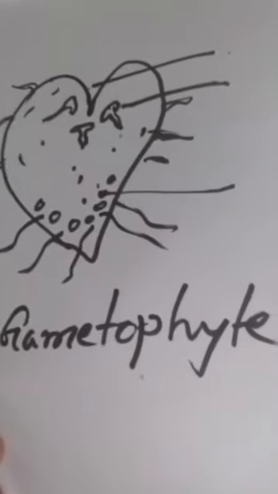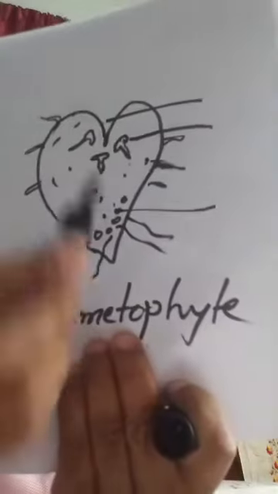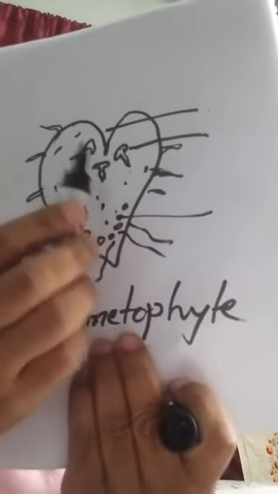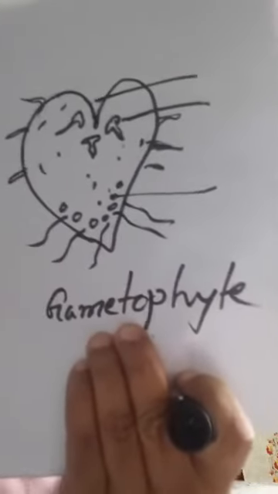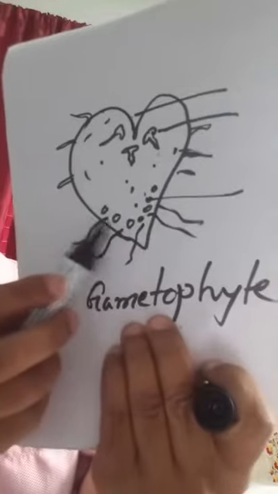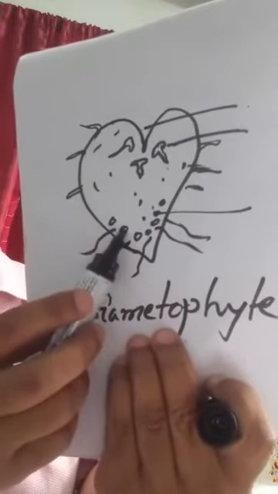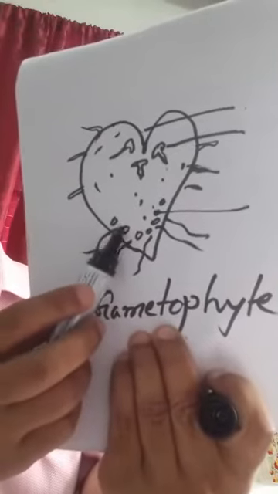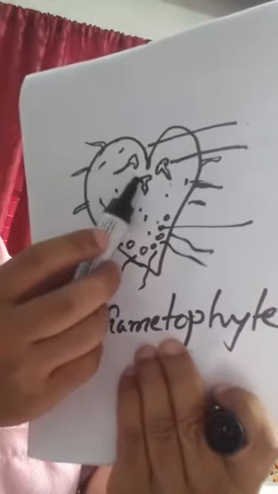Archegonium is considered as the female part of the gametophyte. Which one is archegonium? This is archegonium, and this archegonium is considered as the female part of the fern plant. And look at that, these round structures are called the antheridium. Antheridium is considered as the male part of the fern plant. This archegonium produces female gamete, antheridium produces male gamete.